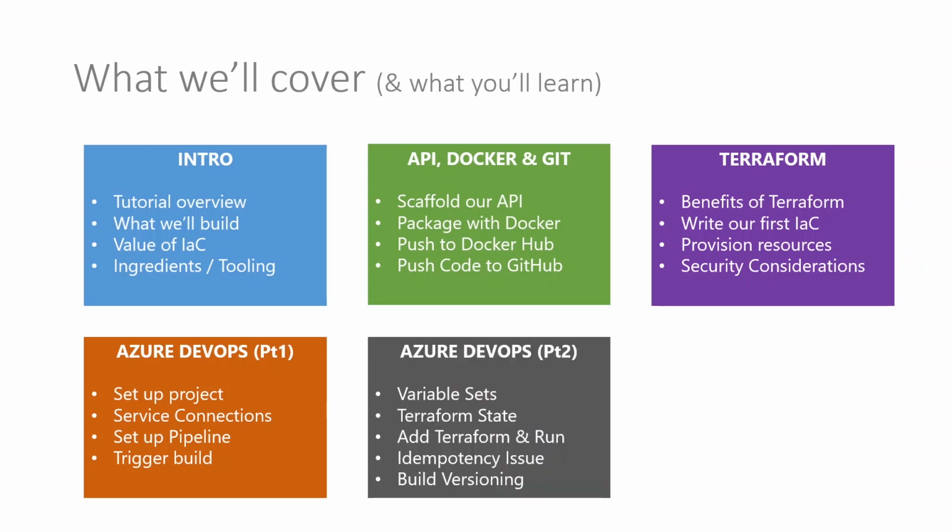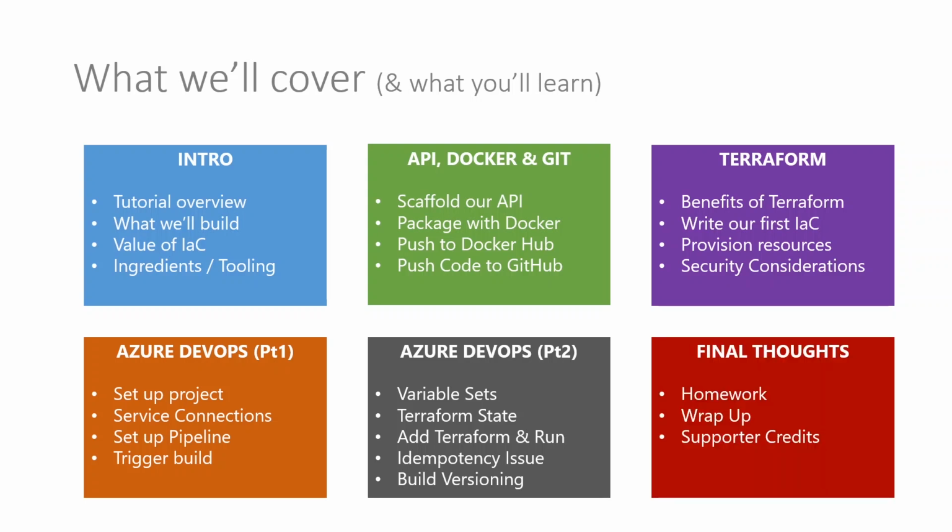Into Azure DevOps Part 2, we'll talk about something called variable sets. We'll introduce Terraform into our pipeline, and we'll talk a bit about Terraform State. And yes, we will add Terraform to our pipeline and run it. We'll talk about something called Idempotency, which is not an issue, but something we need to cover off, and we'll also talk about build versioning, which is very important too. And then finally, we will wrap up.